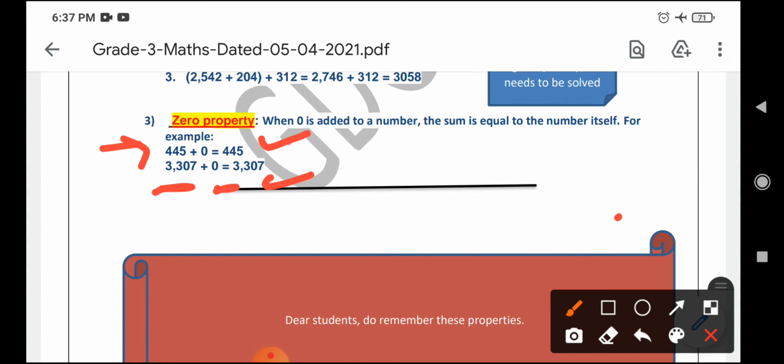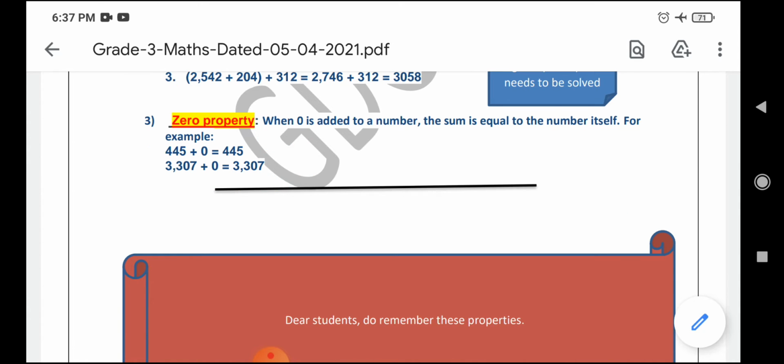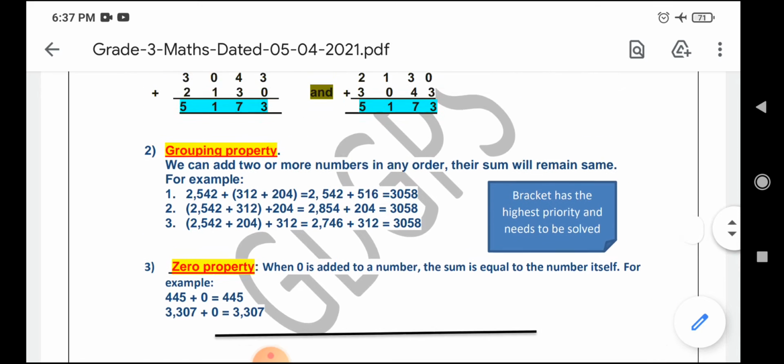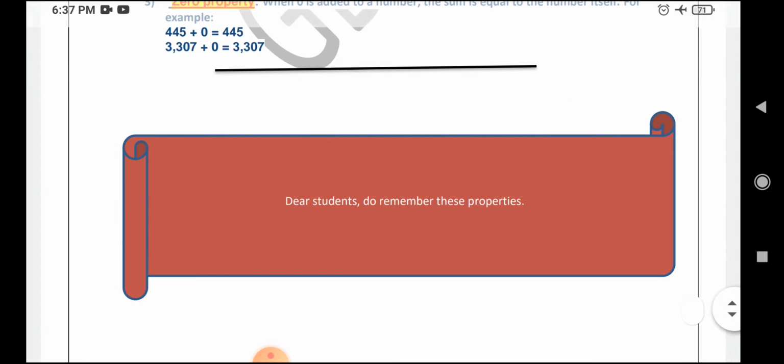So students, I hope you have learned these properties very well. Now you have to remember these properties for solving the questions that are related to these properties. You have to now use them.